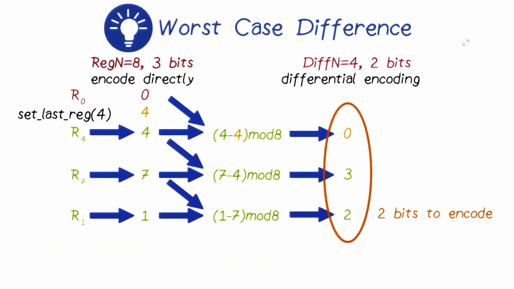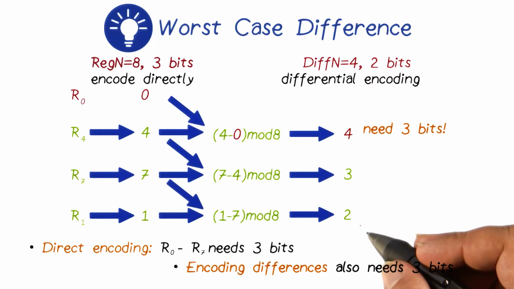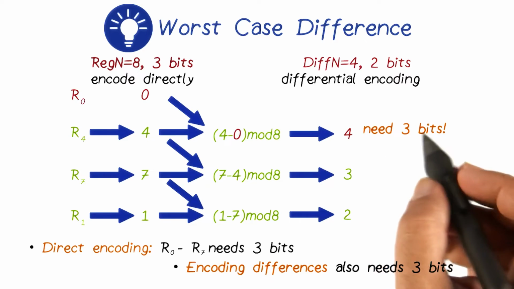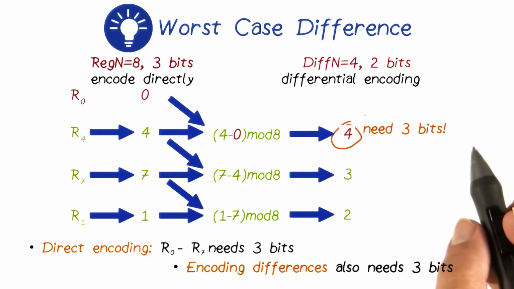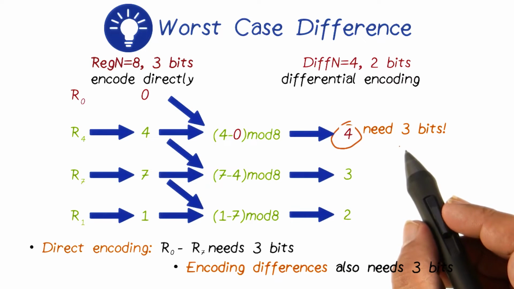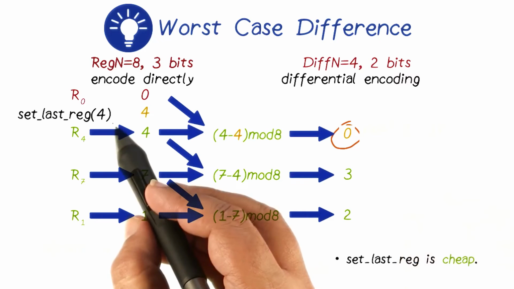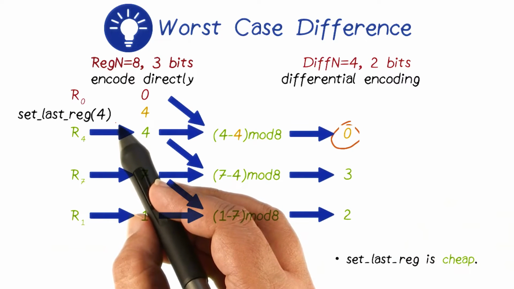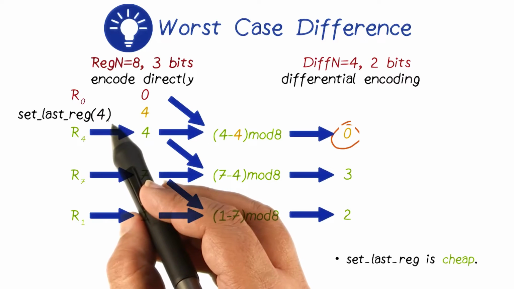As you can see here, if you compare all different potential possibilities of encoding the differences, there are certain differences which will not be possible to encode using 2 bits, but a major number of those will be possible to encode using 2 bits. So what if a case like this, which needs 3 bits, how to deal with this? For this purpose, we'll introduce another instruction here. The instruction that we are going to introduce is called set last register.